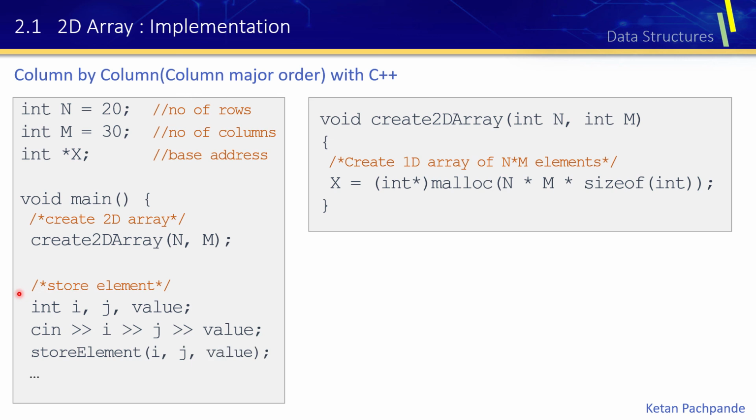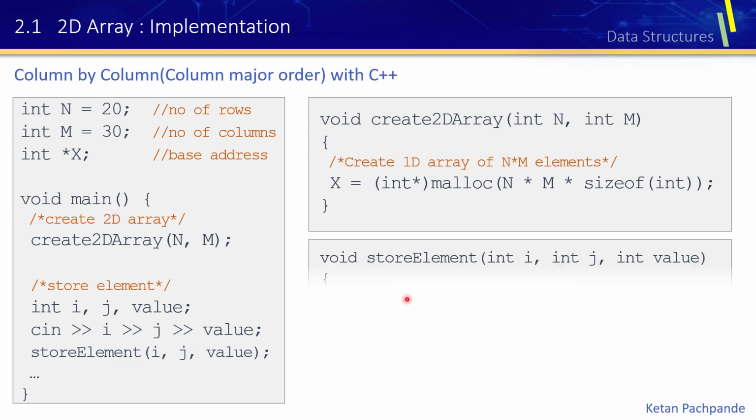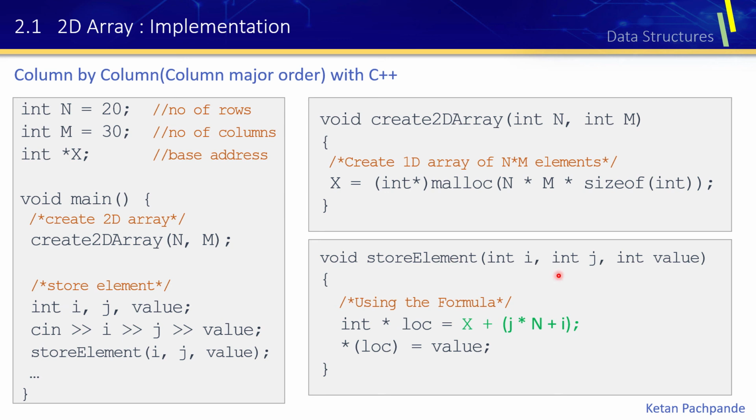Now, how to store the elements? I ask the user to give me the input: what will be the value of I and j, and what value you need to store, meaning what element you need to store at the row number I and j. So let me take another function, store element, here also, providing the value of I and j and the actual value I need to store there.